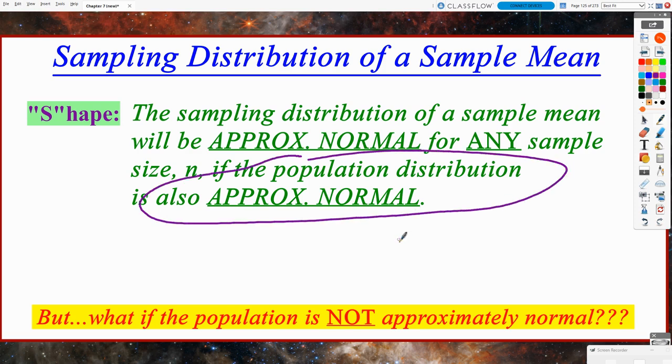Okay? Now, because everybody's going to ask, what if they don't tell us the population's approximately normal? What if they don't tell you the shape at all? What if they just say the population has a mean of this and a standard deviation of this? Can I assume it's approximately normal? No, you can't. Maybe it's skewed, maybe it's uniform, maybe it's bimodal. We don't know if they don't tell us what the shape is. We can't assume that it's approximately normal. So what if the population is not approximately normal, or what if we just don't know the shape of the population? That'll be for the next video. Stay tuned.